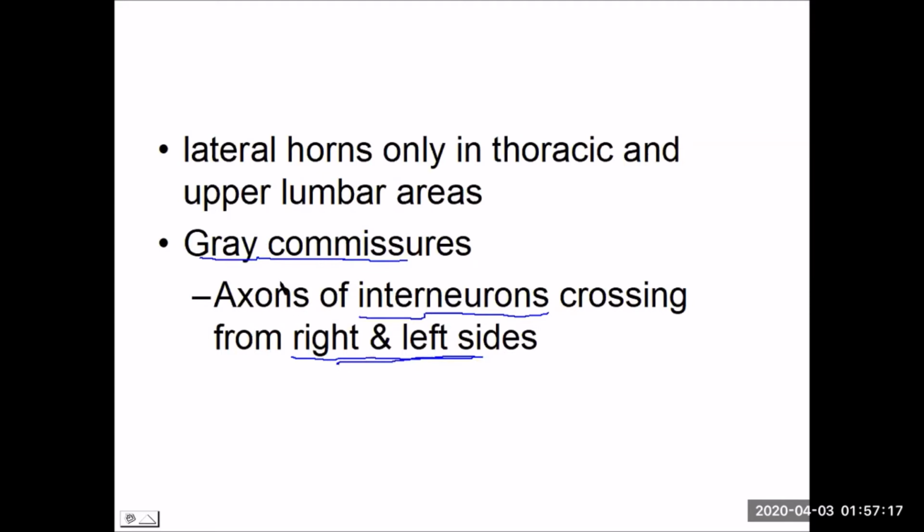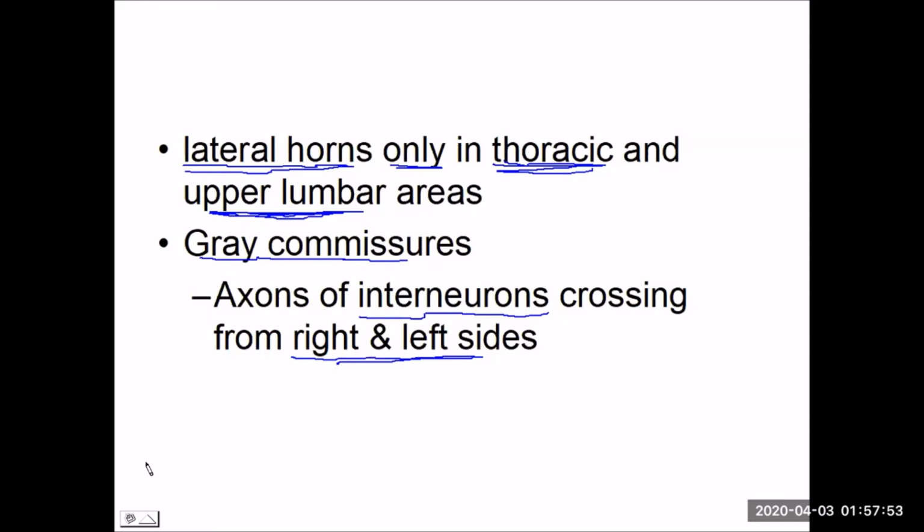And a final note about the gray matter. Those lateral gray horns off to the side, they are not found in all sections of the spinal cord. They're only limited to the thoracic segments of the spinal cord and the more superior lumbar segments of the spinal cord. Whereas the anterior gray horns and the posterior gray horns are all throughout. The lateral gray horns are limited to just these areas here.